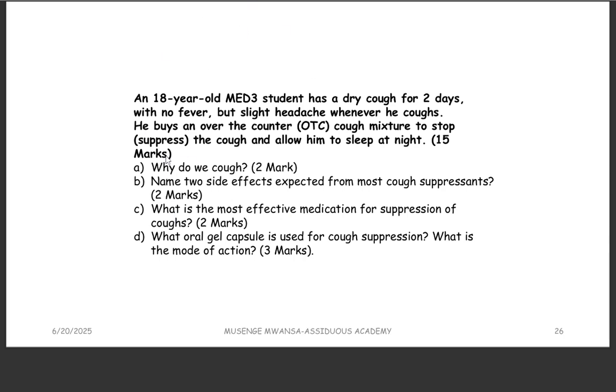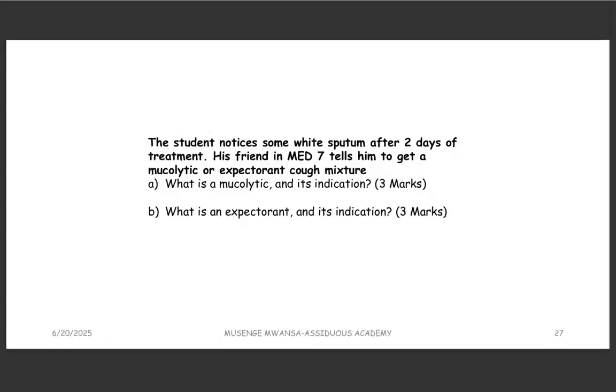And then here is a question: an 18-year-old med student has a dry cough for 2 days with no fever but a slight headache whenever he coughs. He buys an over-the-counter cough mixture to suppress the cough and allow him to sleep at night. Why do we cough? Name two side effects expected from most cough suppressants. What is the most effective medication for suppression of cough? Remember, this one is a dry cough. What oral gel capsule is used for cough suppression? What is the mode of action?